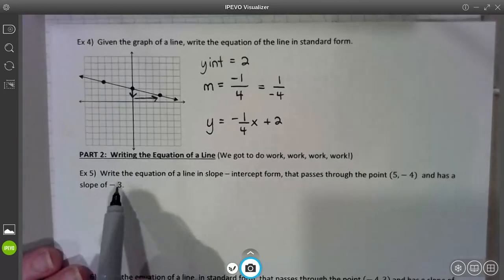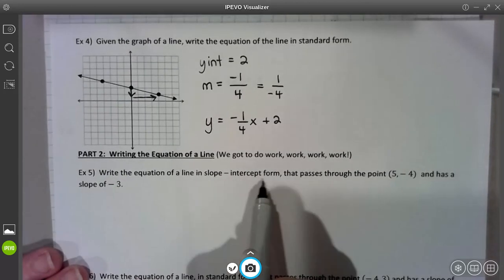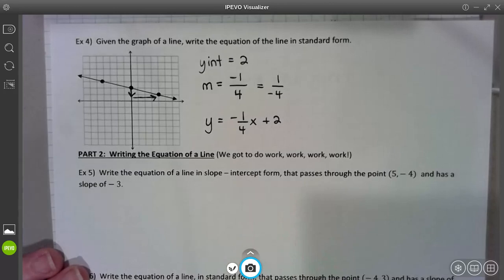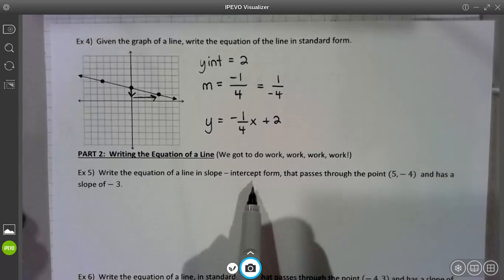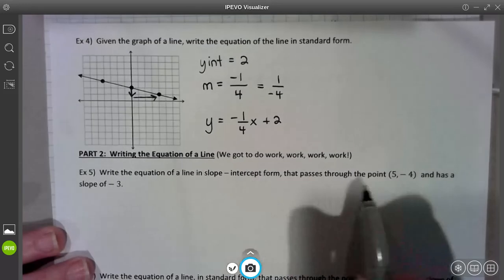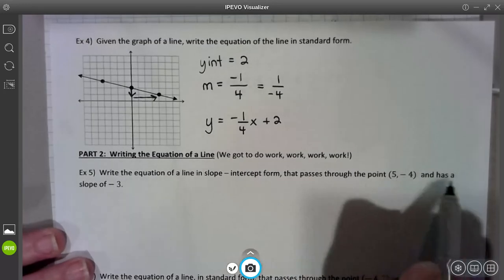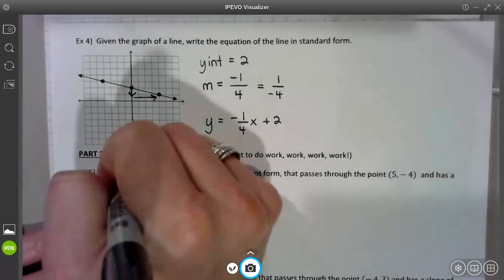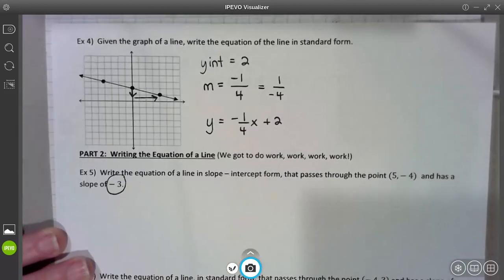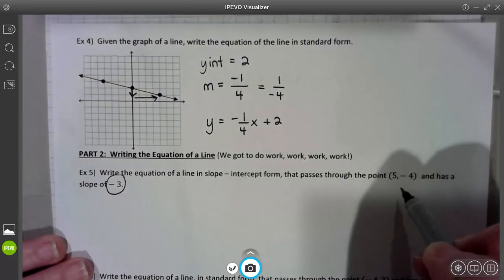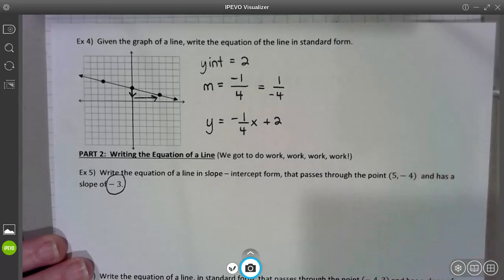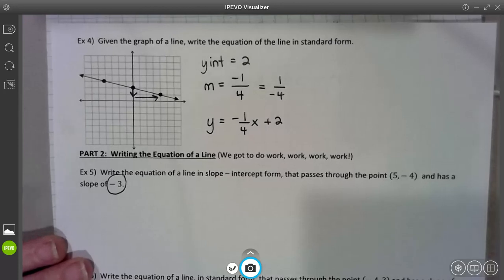This one says in example 5, write the equation of a line in slope-intercept form. Well, guys, we always write it in slope-intercept form. That just means you're allowed to leave your answer in slope-intercept form. It has to pass through the point (5, -4), and it has to have a slope of -3. I am ecstatic that they told me the slope. The problem is the point they've given us, is that a y-intercept? No, because the x-coordinate isn't 0. That's just a random point that lives on our line. So we're just going to get started with what we have.